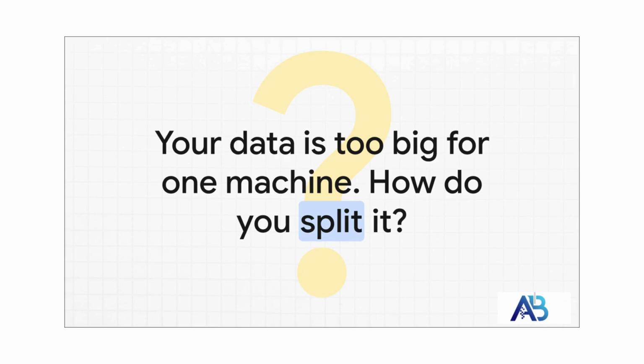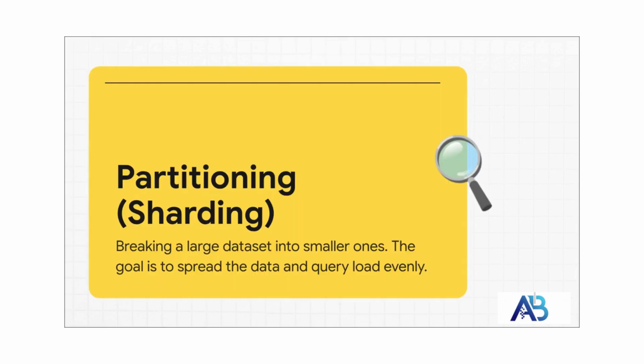We have to take one giant data set and break it up into smaller chunks, spreading those chunks across lots of machines. This process is called partitioning. You'll also hear it called sharding. And honestly, it's the only way you can possibly handle datasets that get into the terabytes or even petabytes. Each machine is now only responsible for its own little slice of the pie.